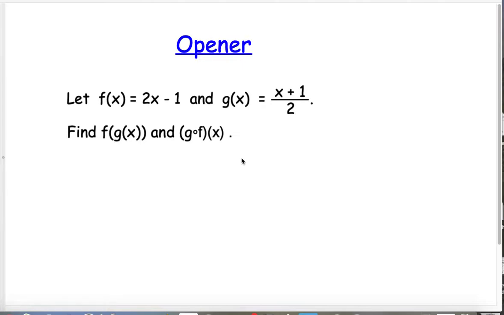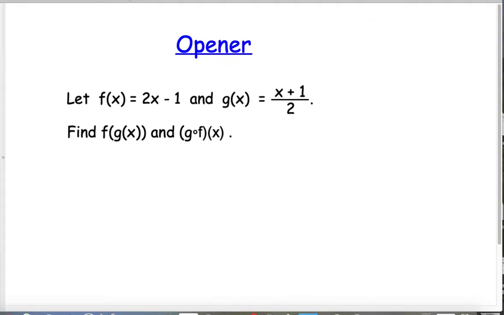So we have two functions. f of x is 2x minus 1 and g of x is (x plus 1) all over 2. Find f of g of x and then find g of f of x. And notice I just used the two different notations for composition, just to show you and remind you that there's two different notations. But first do f of g and then do g of f.